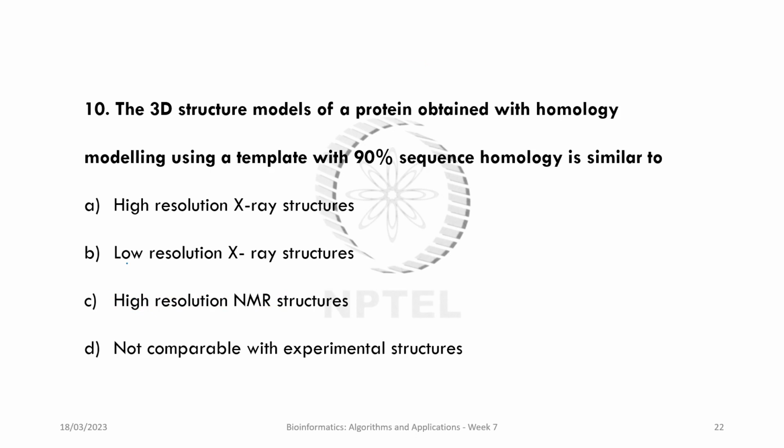Question 10. 3D structure models of a protein obtained with homology modeling using a template with 90% sequence homology is similar to option A, high resolution X-ray structures, option B, low resolution X-ray structure, option C, high resolution NMR structures, and D, not comparable with experimental structures.